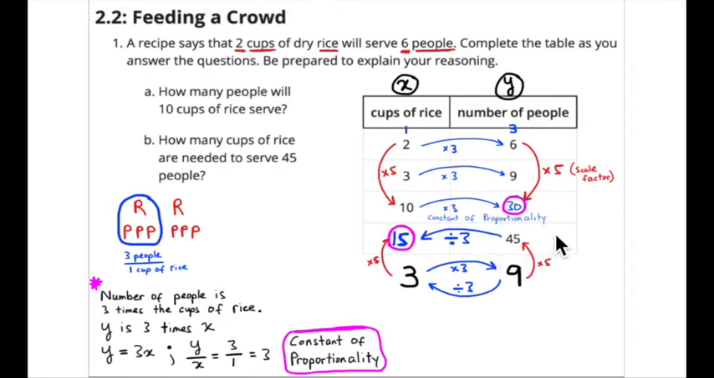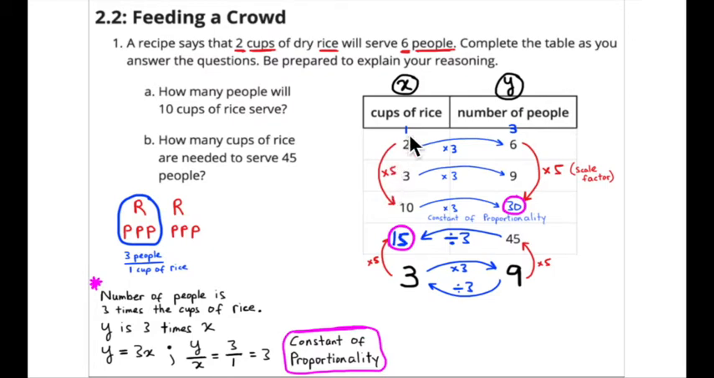Now, what if they tell you the number of people that you have? Well, it only makes sense that if I multiply the number of cups of rice by 3 to figure out the number of people, if I divide the number of people by 3, that's going to tell me how many cups of rice I need. So 45 divided by 3 is equal to 15. And here's a little drawing over here.